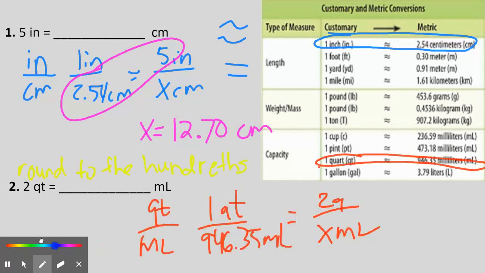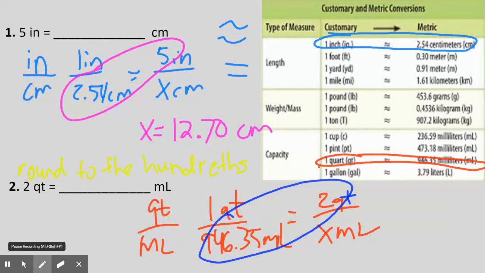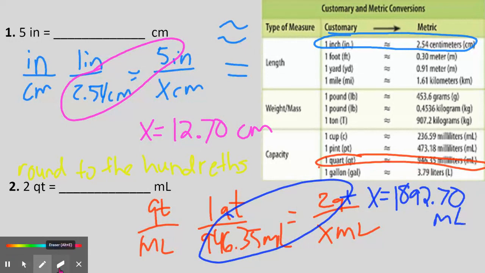All right, if you paused the video and tried this on your own, hopefully this is what your proportion looks like. So then all I have to do is cross multiply, and I'm going to get x equals 1,892 and 70 hundredths milliliters. So really, the main difference between the 6th and 7th grade is that in 7th grade, you're given the conversion factor. All right, so let's talk about what you need to do now.